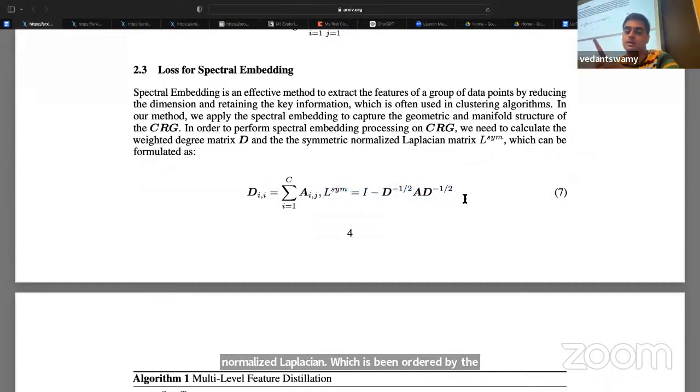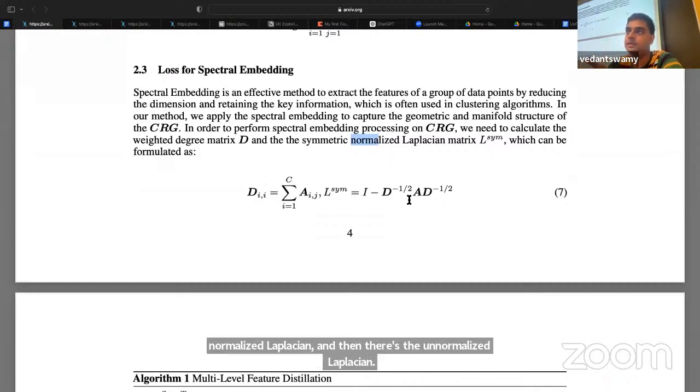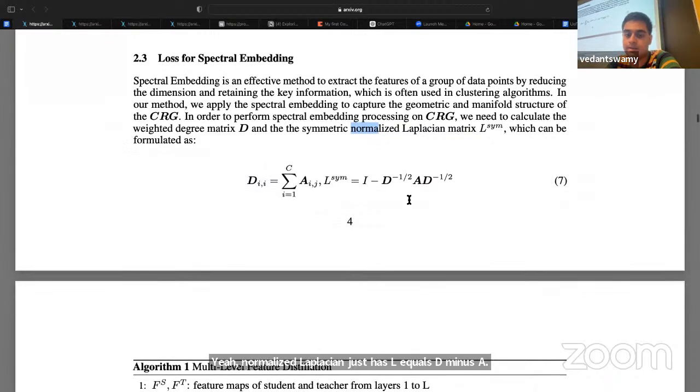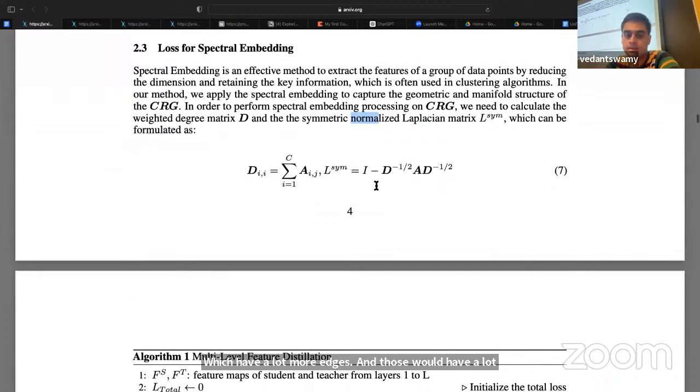There are actually two forms of Laplacians. There's the normalized Laplacian, and then there's the unnormalized Laplacian. The unnormalized Laplacian is just L equals D minus A. We don't want to use that one because we'd have issues when there are nodes which have a lot more edges, and those would have a lot more weight when they shouldn't. So we instead use the normalized Laplacian matrix.